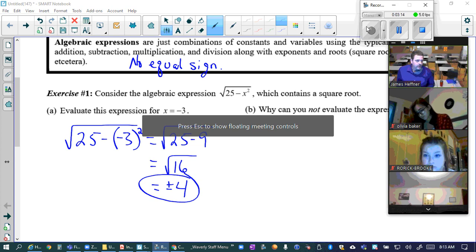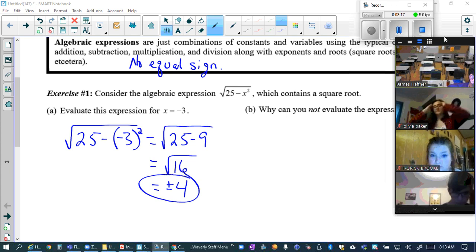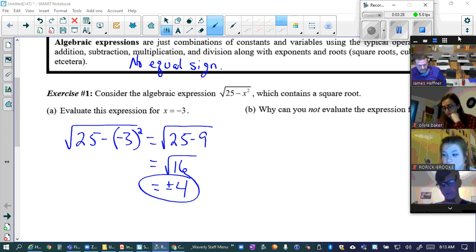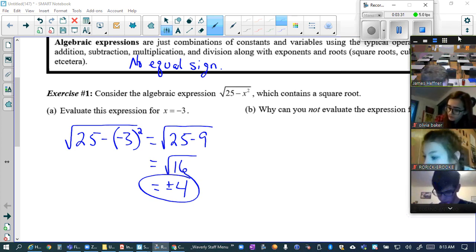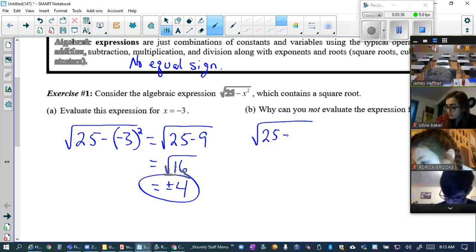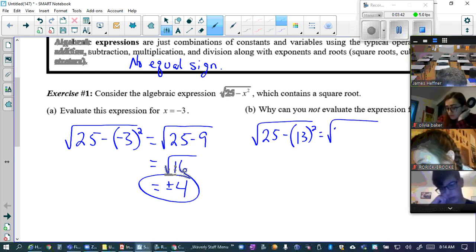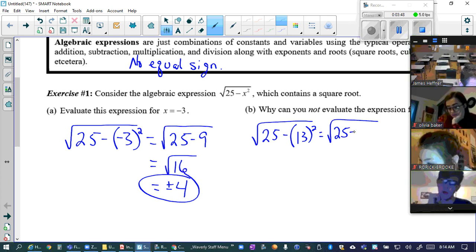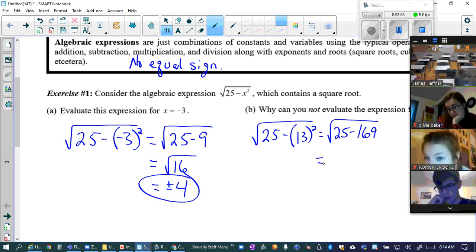Okay, so again, whenever you take a square root, you get a positive and negative answer. Now, there's a lot of times when we disregard the negative, in the context of something, okay? But let's look at part B here. Why can you not evaluate this expression when x equals 13? Let's plug it in and find out. So we have the square root of 25 minus 13 squared. Anybody know what 13 squared is off the top of their head? 169, right?